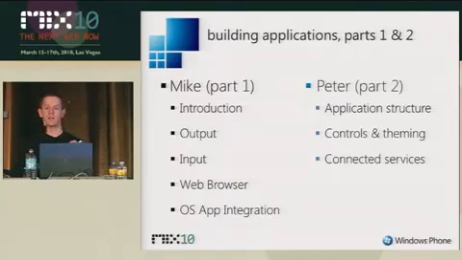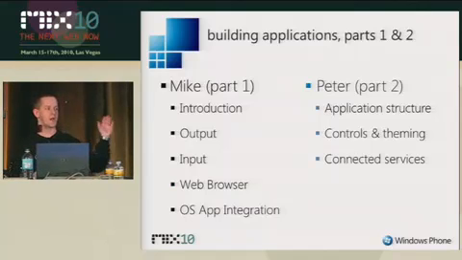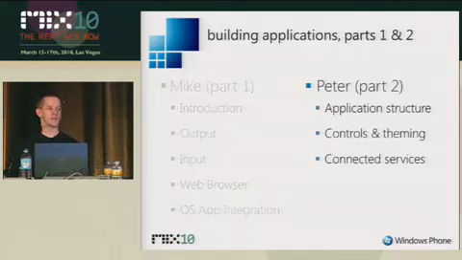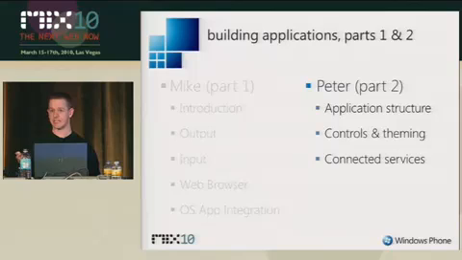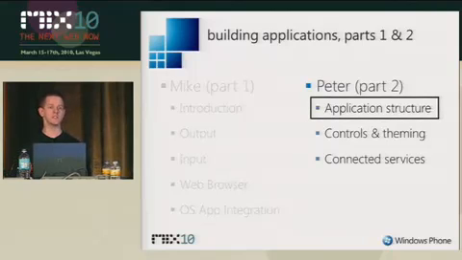So Mike in here was talking about part 1. He talked about input and output and so on. What I'm going to be talking about is these 3 things, the 3 key takeaways: application structure, controls and theming, and connected services. So let's start right off with application structure.